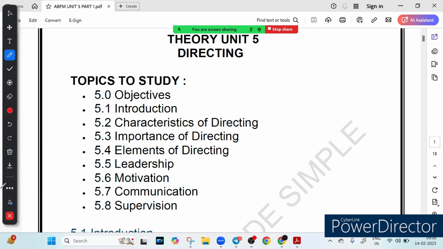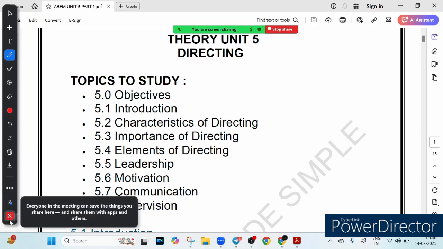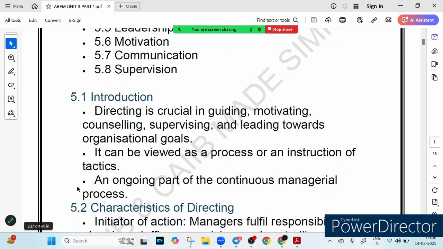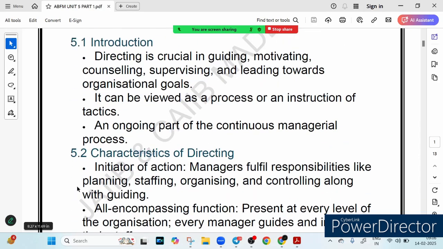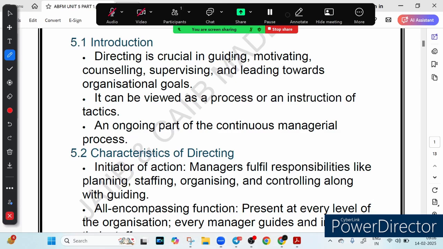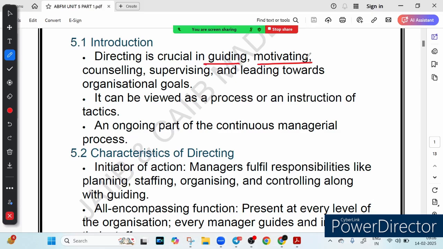So first of all, the question is what is the meaning of this so-called directing? Imagine a football team. You have players, but without a coach guiding them, motivating them and telling them what to do, the team would be all over the place, right? That is exactly what directing does in management. It is all about guiding, motivating, counseling, and leading employees to achieve the organization goal. That is what directing is all about.